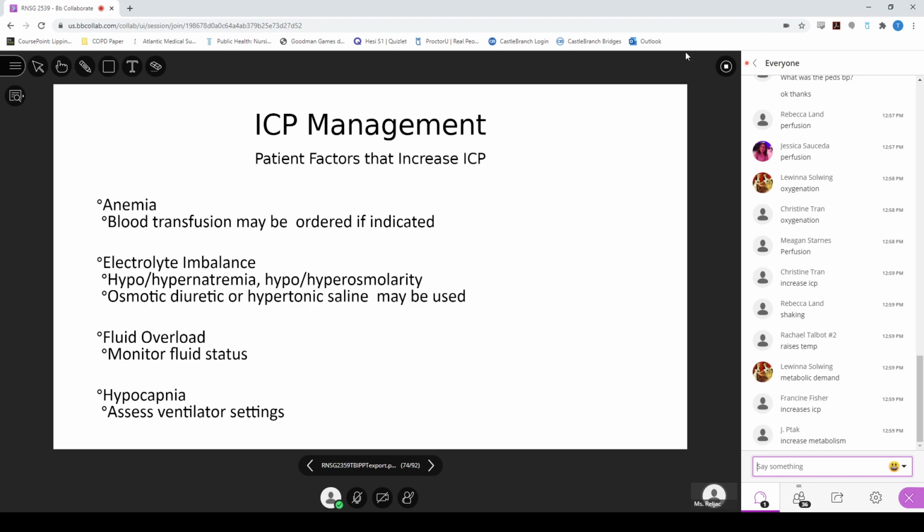What does hypertonic saline do? How does it help? Yeah, it draws excess fluid out, which causes what? When you draw fluid out, it decreases edema. There you go. An osmotic diuretic is just what it says. It's a diuretic, but it does not mess with the osmolarity of the system. In fluid overload, you're going to monitor the status. Hypocapnia, you're going to assess your vent settings.